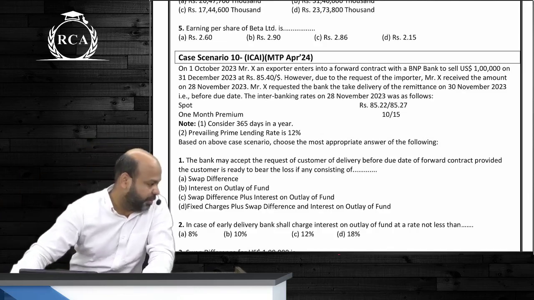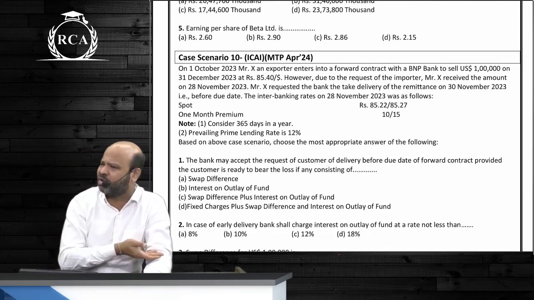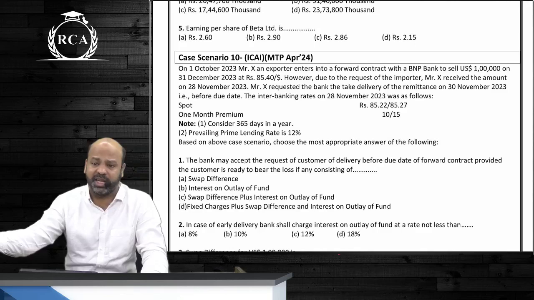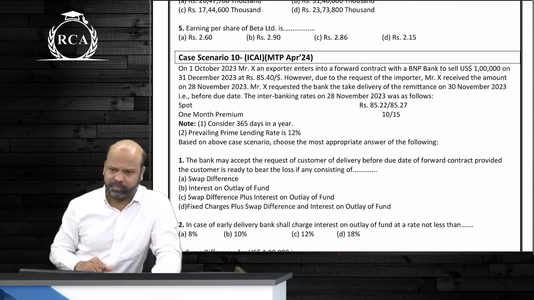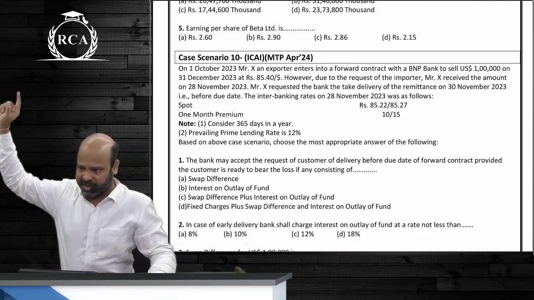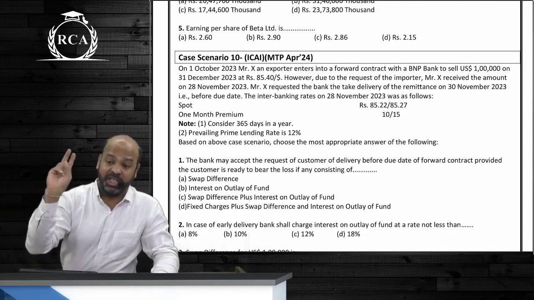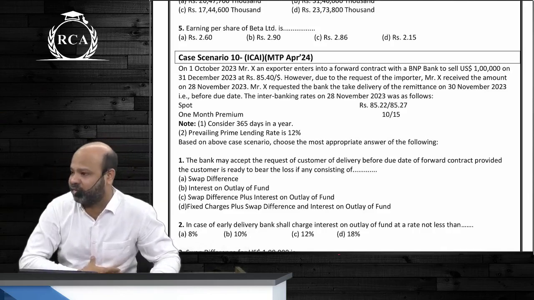If it is delivery before due date, I told you, beta, logically, what is the answer? You first cancel the existing contract and then deliver the dollars as such, guys, at the spot rate prevailing. But we do not do that. Instead, what do we do, guys? The banker will still be willing to give delivery at the originally contracted rate, but he will charge 2 things. One is swap loss, the other one is interest on outlay of funds, if any.